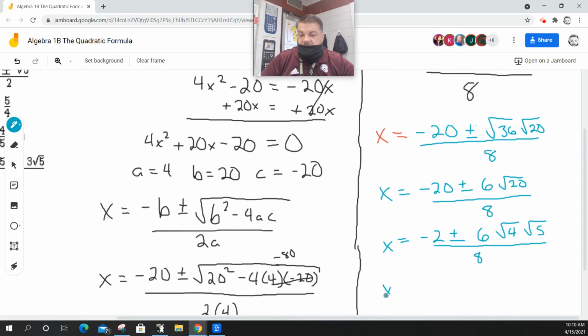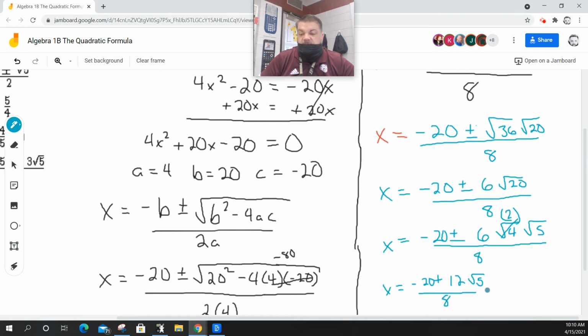So then I get x is equal to negative 20 plus or minus, what's the square root of 4? 2. What's 2 times 6? 12. Yeah, you're right. This should be 20. This should be 20. Good catch.